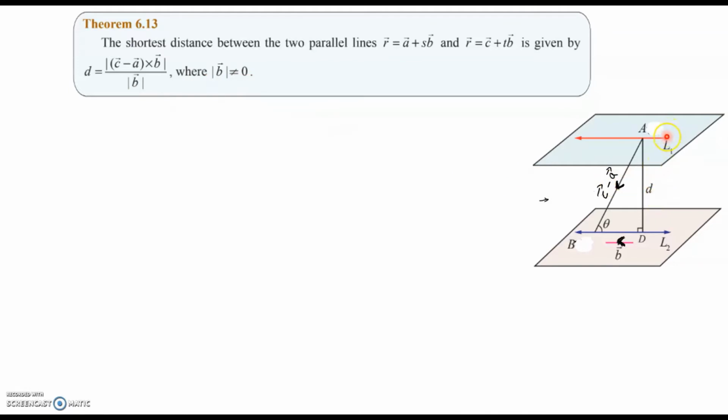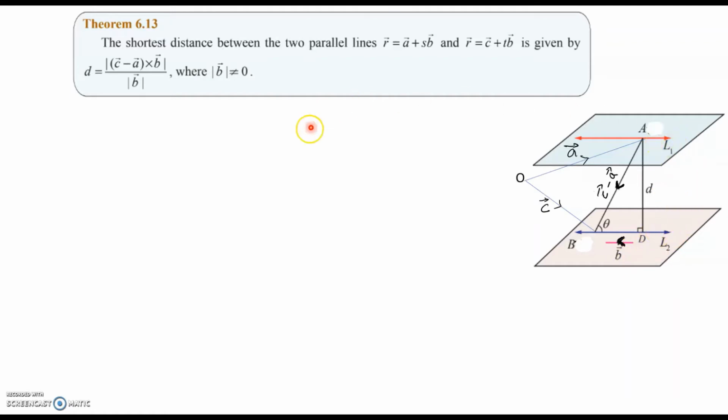Let's consider the line L1 and the line L2, and let's also mark two points, A and B, on lines L1 and L2. Let vector a be the position vector for OA and vector c be the position vector of OB. And so vector AB will be defined as c minus a vector. We will also draw a vector b which is parallel to both lines L1 and L2. Since L1 and L2 are parallel, vector b can be parallel to both these lines.